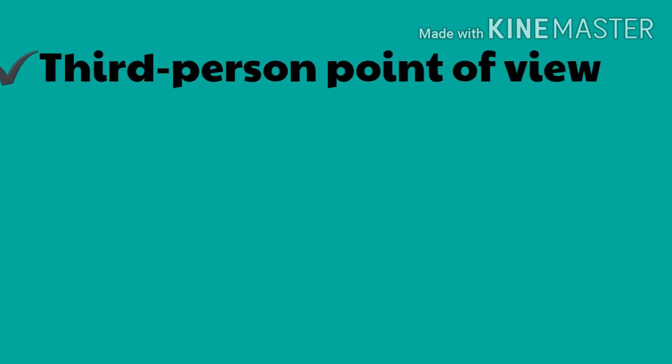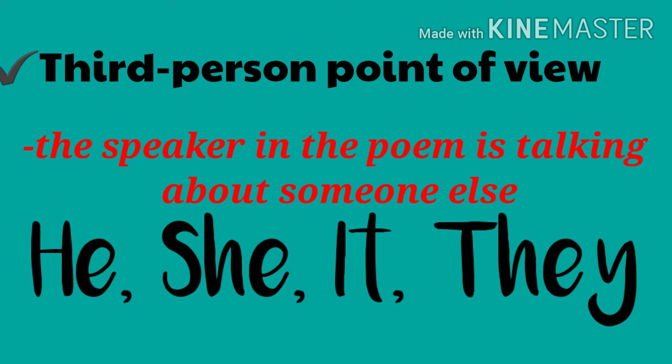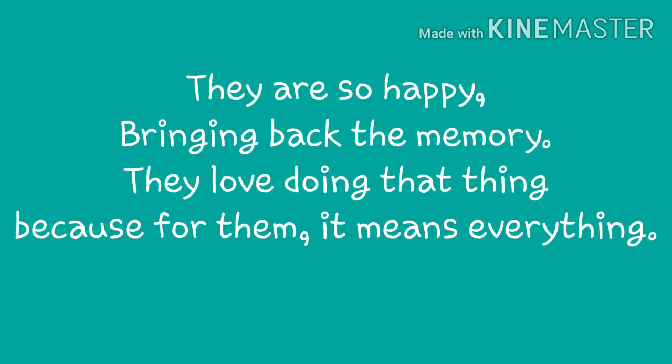Let us proceed to the third person point of view. The third person point of view is when the speaker in the poem is talking about someone else. This point of view uses the words like he, she, it, or they. For example, they are so happy bringing back the memory. They love doing that thing because for them it means everything. The use of the word they indicates that the poem is in the third person point of view.